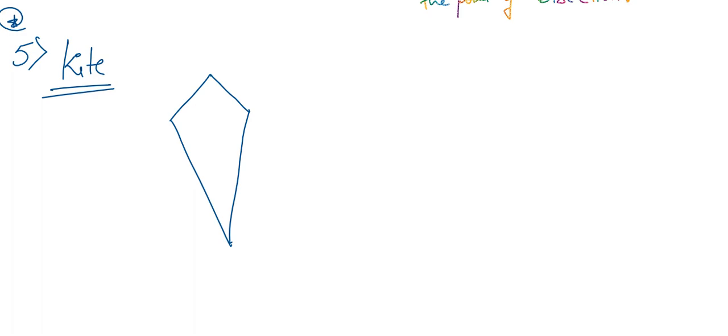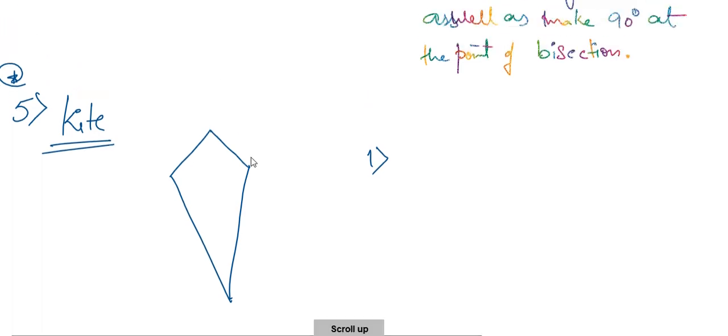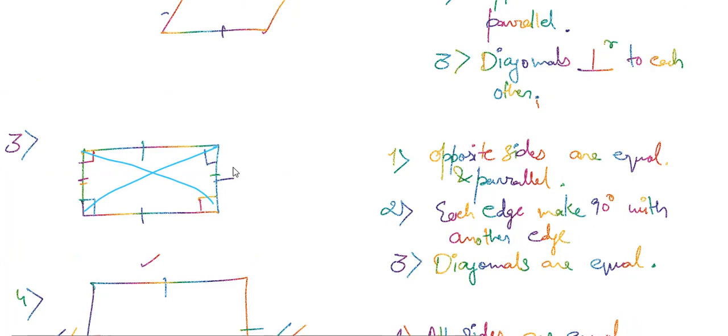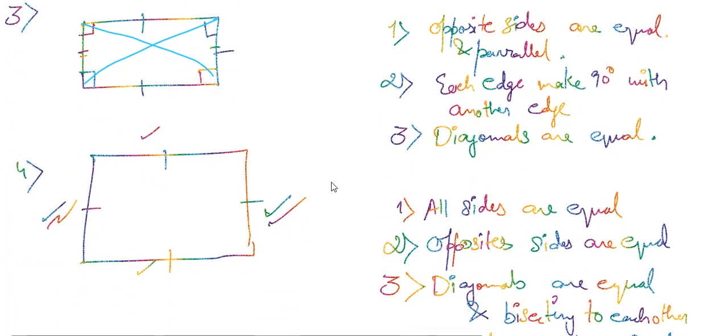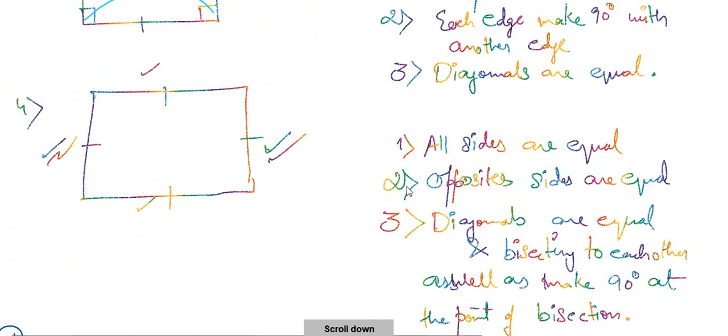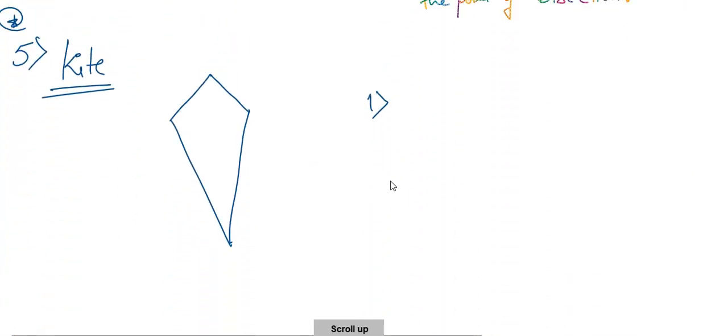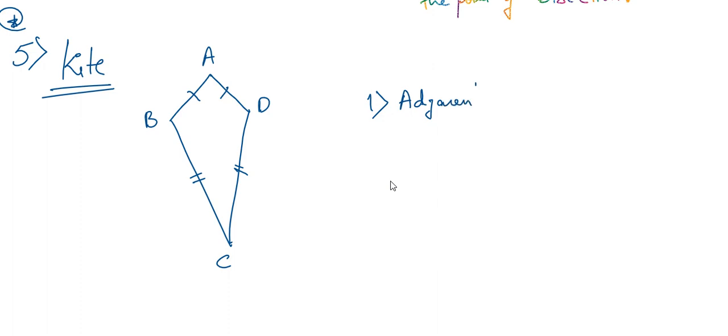So here we have our major properties. In every other case I would always write opposite sides are equal, or all sides are equal. Here the opposite scenario won't be occurring. Here my adjacent scenario would come into play. If I label this kite A, B, C, D, I would have adjacent sides equal.